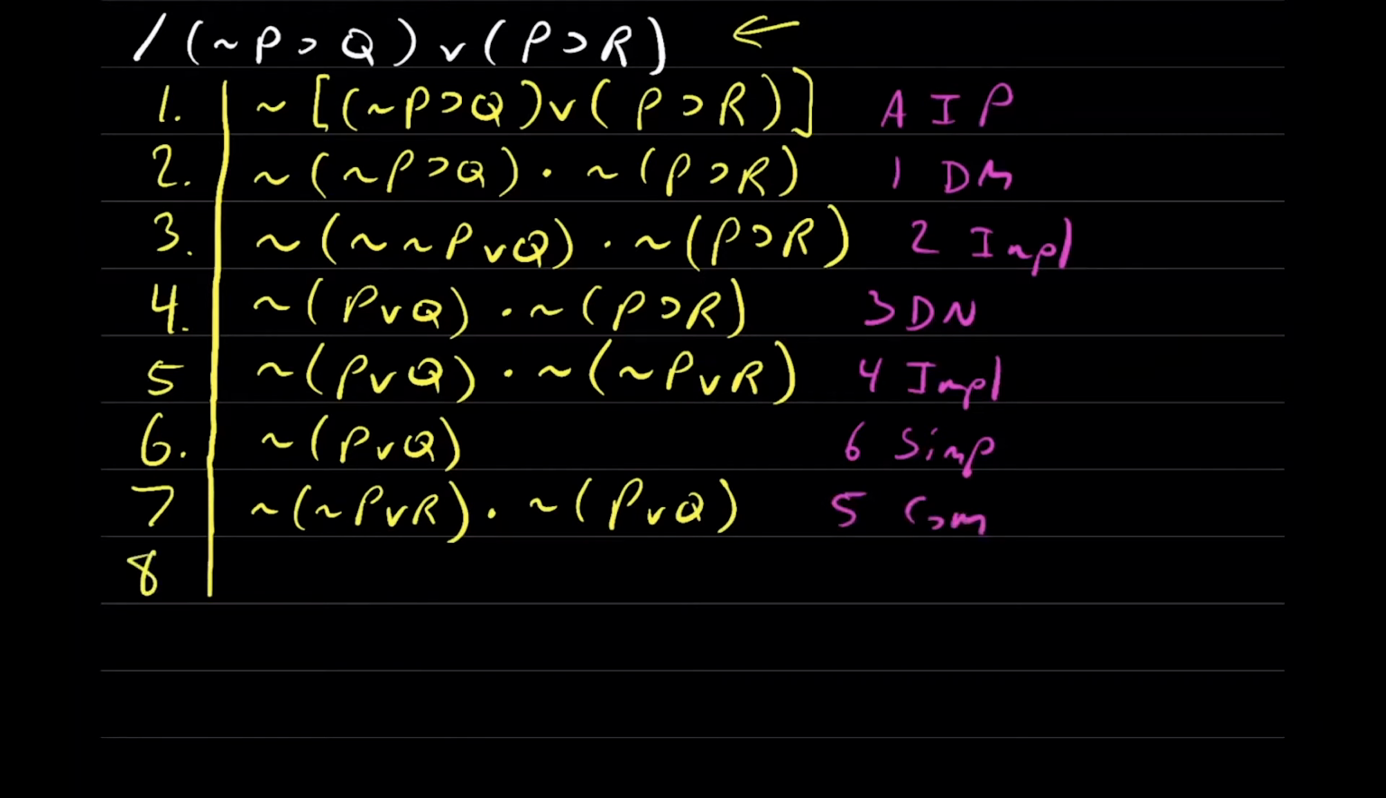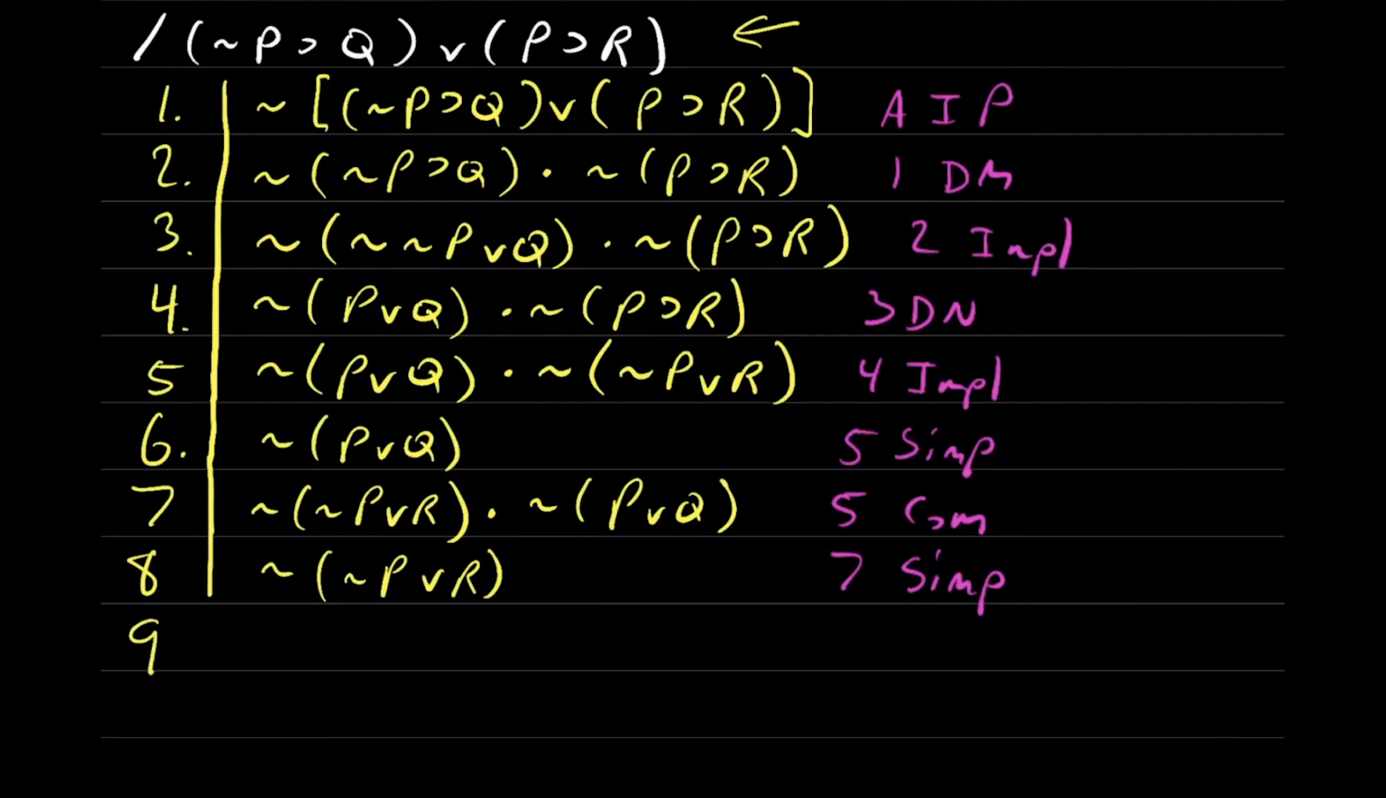Now on line 8, I can get "not (not P or R)" on its own line by simplification. Line 7 by simplification. Oh, I realized I made a mistake right here. This is not line 6 by simplification. This is line 5 by simplification. Sorry about that.